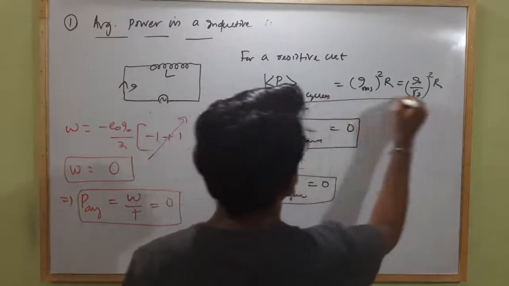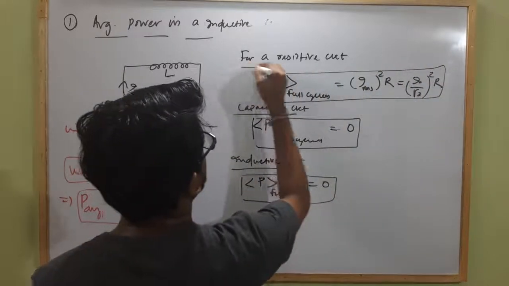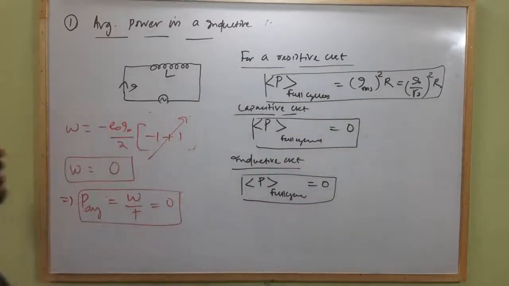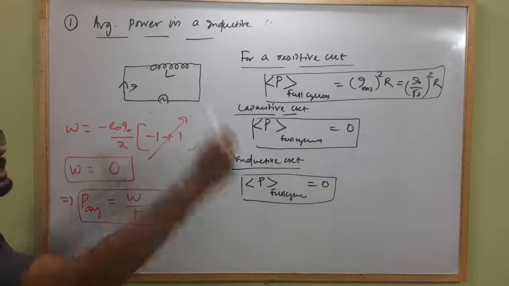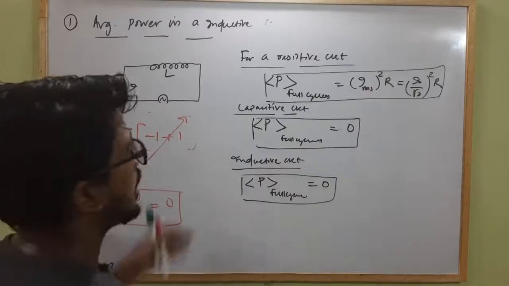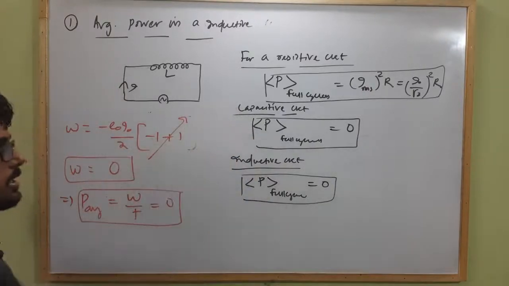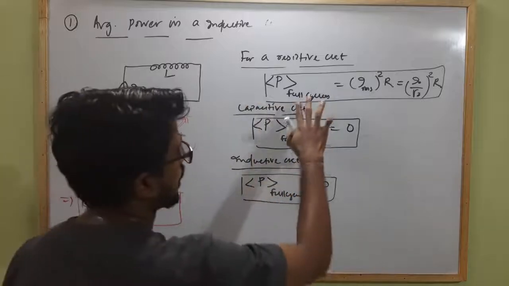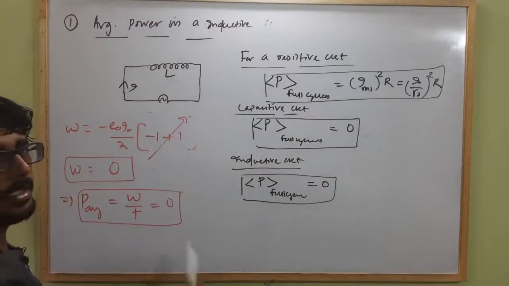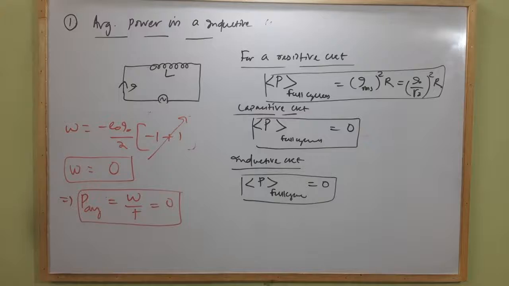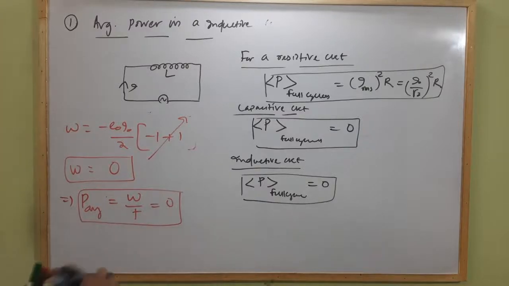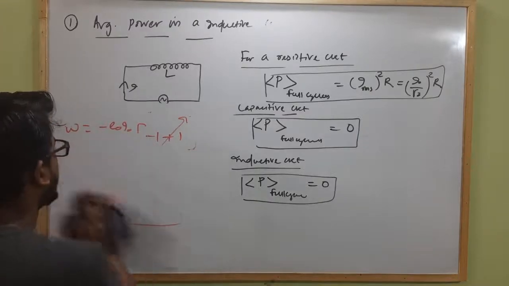Okay, for a capacitive circuit and an inductive circuit, the average power over a complete cycle is 0, but for a resistive circuit it is I RMS square into R. You can easily derive or calculate the average power by the integration method, or, as we already know, there is a very simple method to calculate the average power.